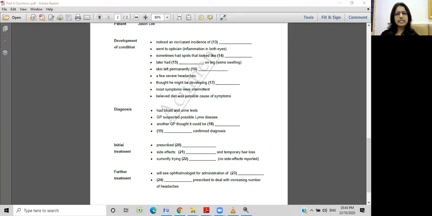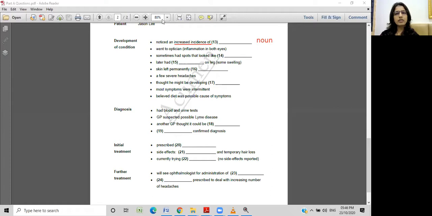So here increased incidence of is your keyword, and whenever you have preposition before the blank, you are always looking for a noun. And it is incidence, which means you are looking for something which happens in episodes, and it is noticed, not experienced. These verbs can be really helpful. Okay, what can you notice and what can you experience? For example, if it is pain, headache, then it is experienced, you don't note it.